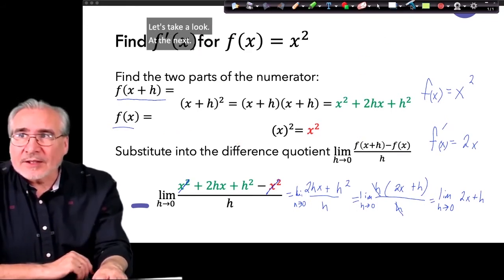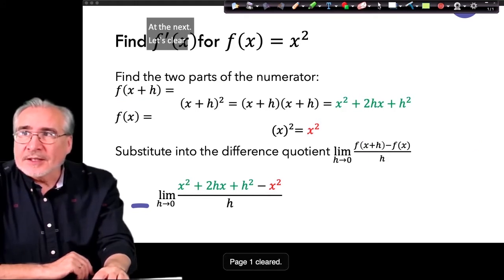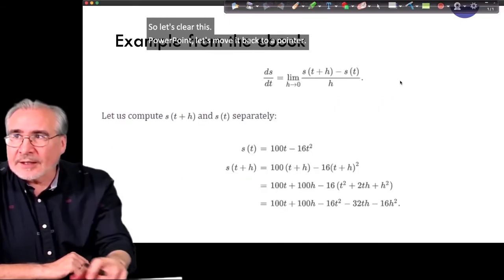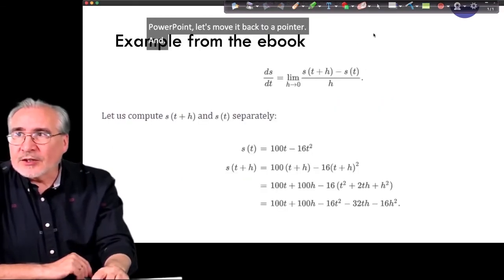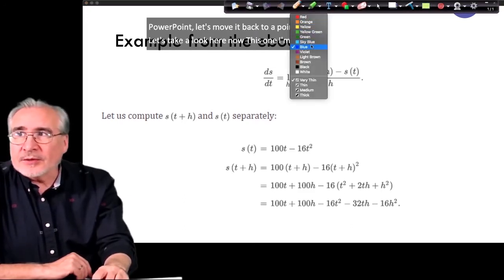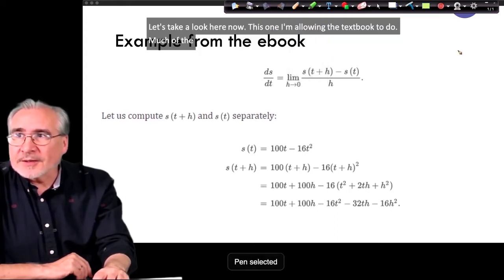Okay, so let's clear this PowerPoint. Let's move it back to a pointer, and let's take a look here. Now, this one I'm allowing the textbook to do much of the work for us.